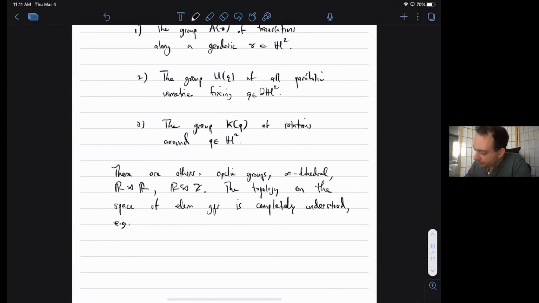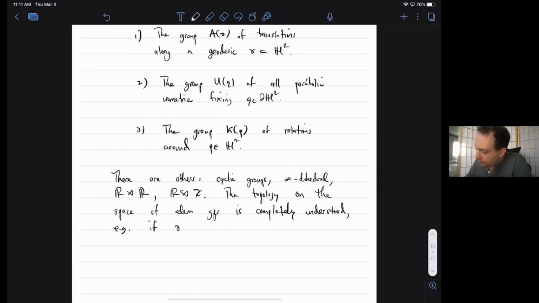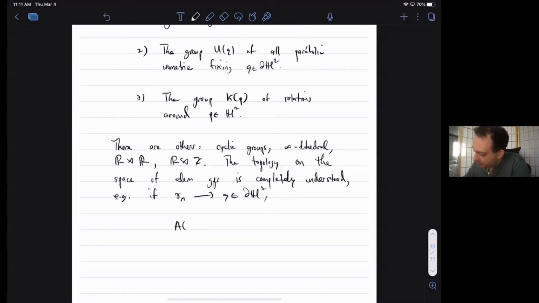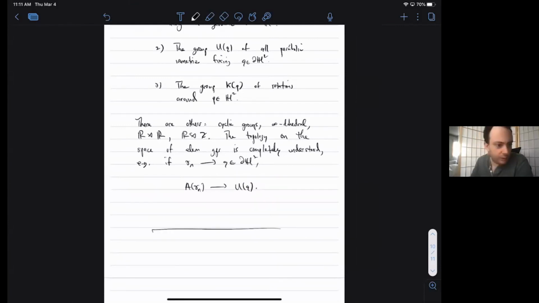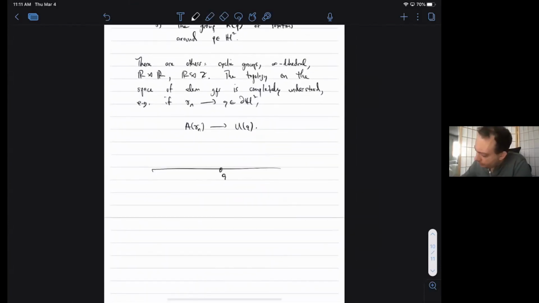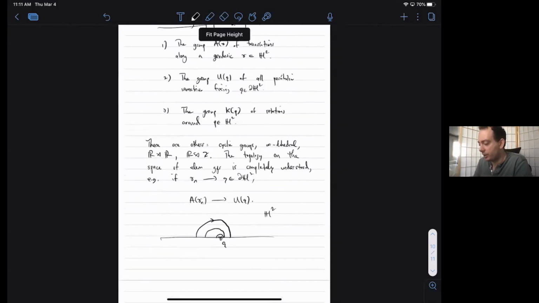And maybe just as one example of convergence, if I have a sequence of geodesics that converges to a point Q in the boundary of H2, then the corresponding sequence of groups A_N converge to U_Q. The picture to have in mind is: here's your Q, and I have some sequence of geodesics converging down to Q. If I take the groups of translations along these geodesics, then they converge to this group of parabolic isometries fixing Q.